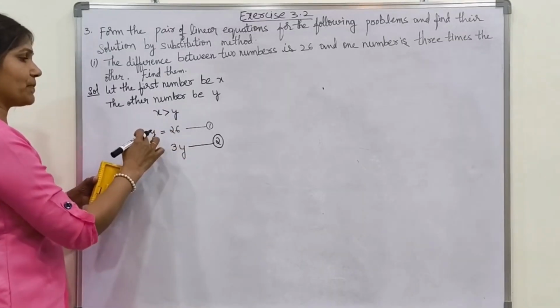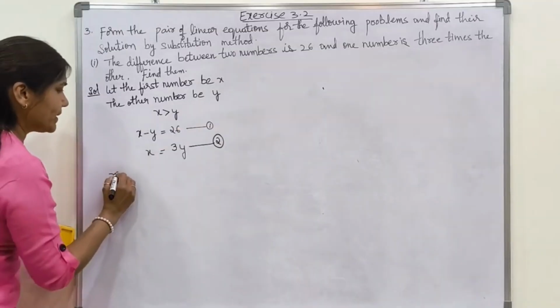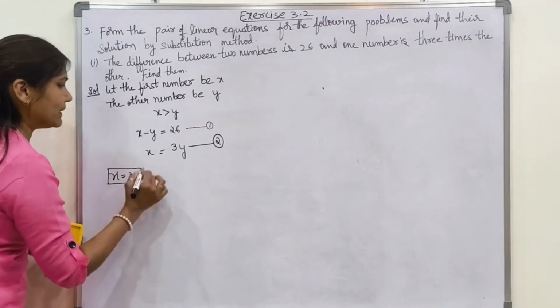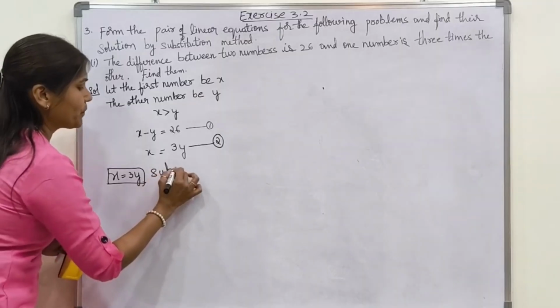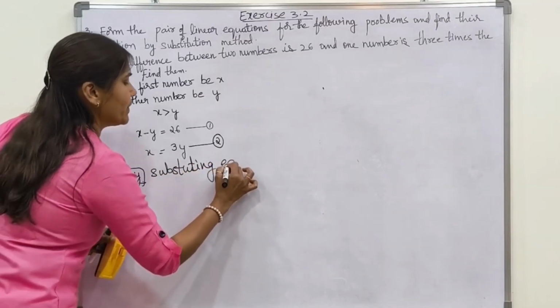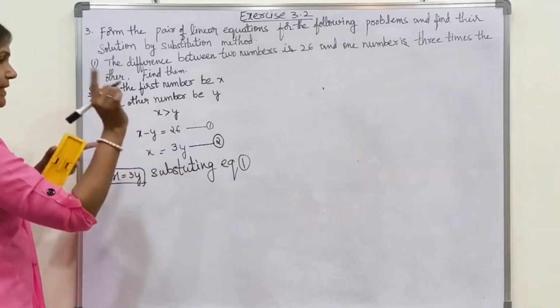This x value you substitute in the first equation, you will get the answer. See here, now I am writing x is equal to 3y. X is equal to 3y means which equation? Second equation. 3y substituting in equation 1, the first equation. This second equation you are substituting in the first equation.